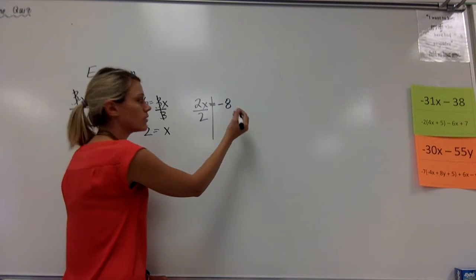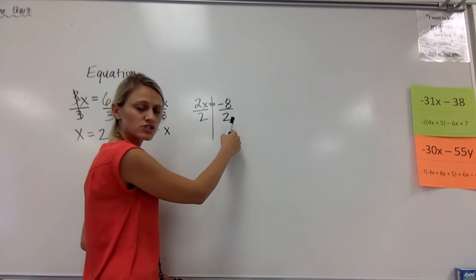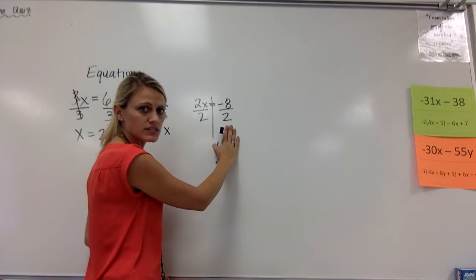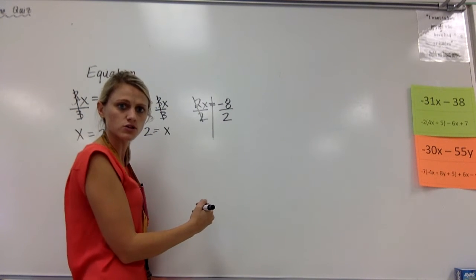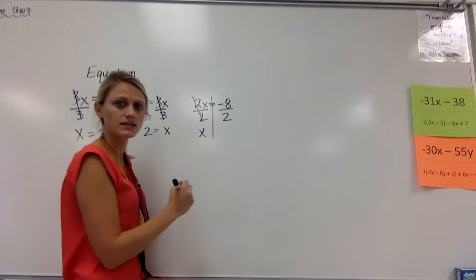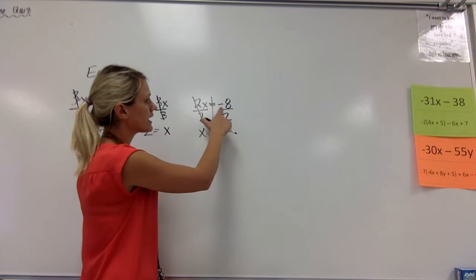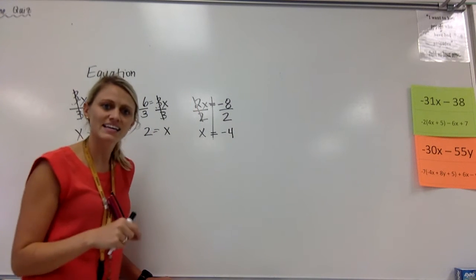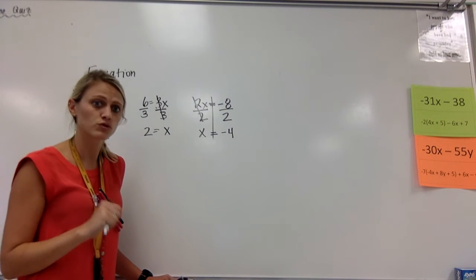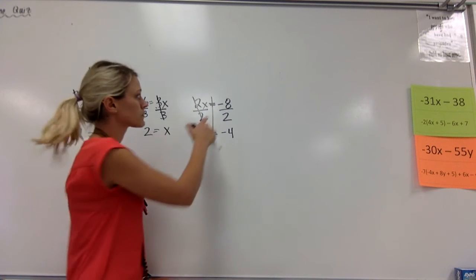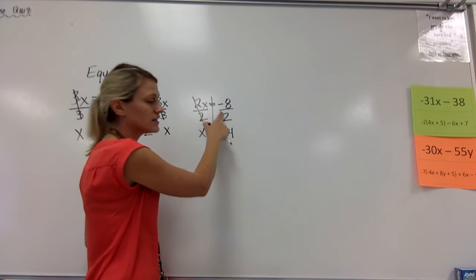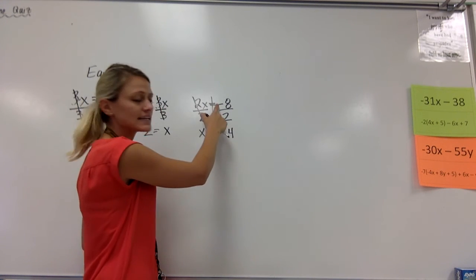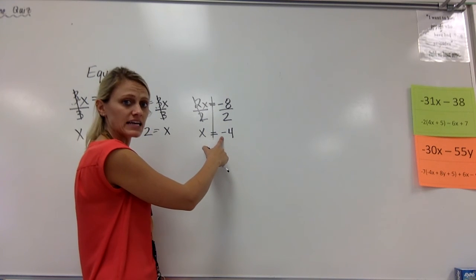Do it on this side as well. Whatever you do on one side, you have to do on the other side. That's why I drew my line. If you do something on this side of the line, you have to do the same thing on this side of the line. The 2s cancel, so x is equal to negative 8 divided by 2, which is a negative 4. If you can't remember these rules, you can use your calculator. Negative 8 divided by a positive 2 is a negative 4. A negative divided by a positive is a negative.